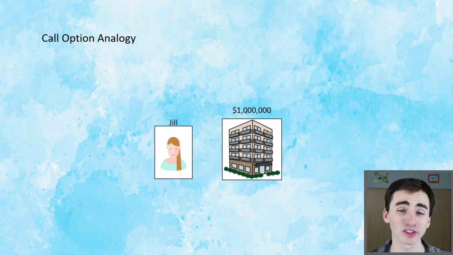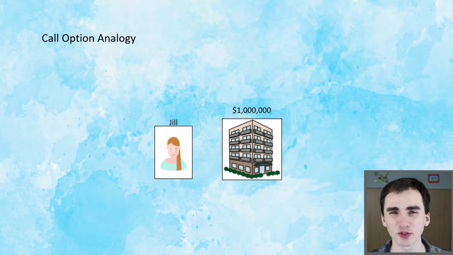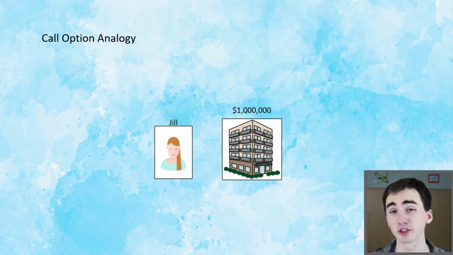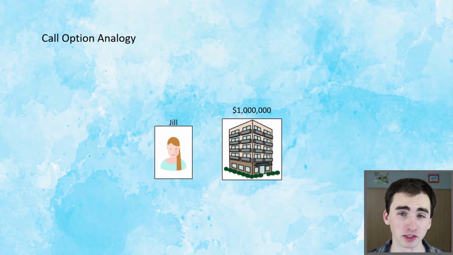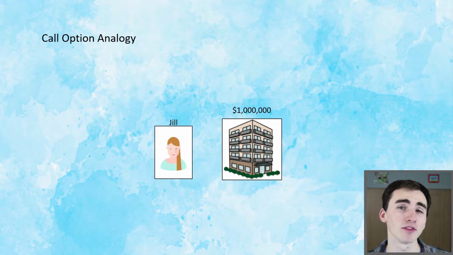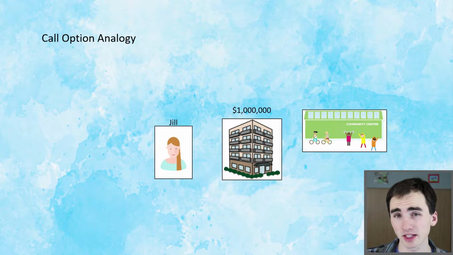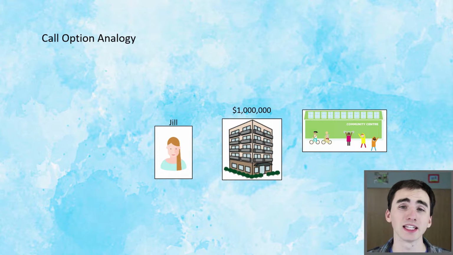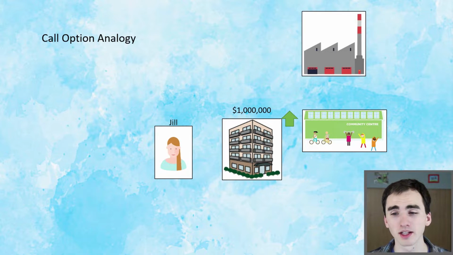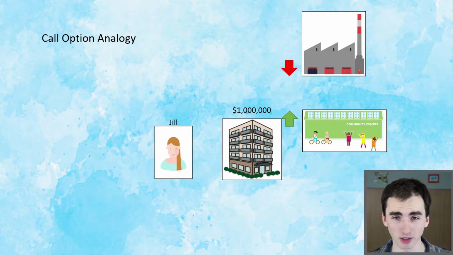So here's a bit more of a concrete example of what call options are and kind of how you use them. Let's say Jill owns an apartment complex, which is currently valued at $1 million. Now, there are a few things that can change the value of this apartment complex. Either a community center can get built, which would increase the value of her apartment complex, or a factory can get built, which would decrease the value of her apartment complex.